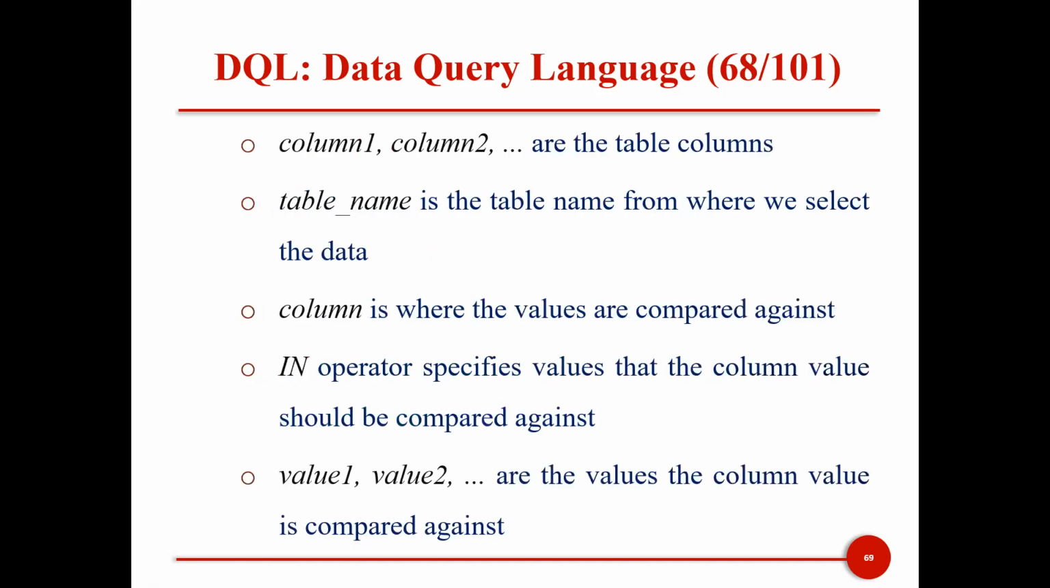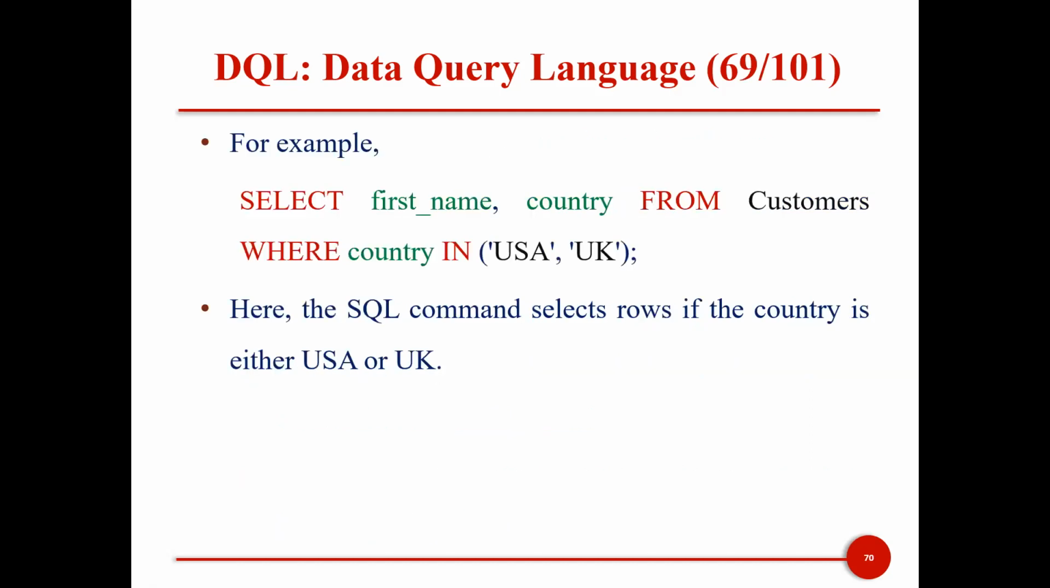Column 1, column 2 are the table columns. Table name is the name of the table. The IN operator specifies the values the column value should be compared with. That's why you specify value 1 and 2. For example, SELECT first name, country FROM customers WHERE country IN USA and UK. Which means that it will retrieve for you the first name and the country of all the customers who belong to those two countries. That is using IN.